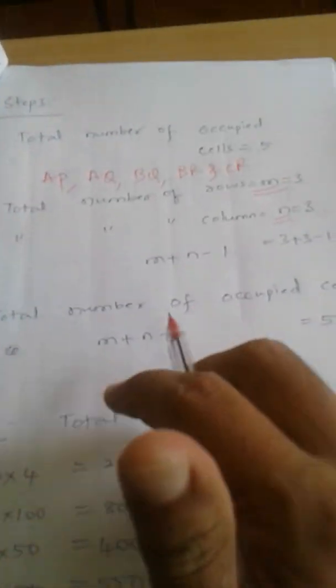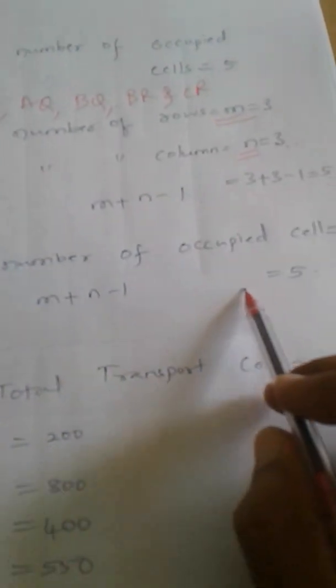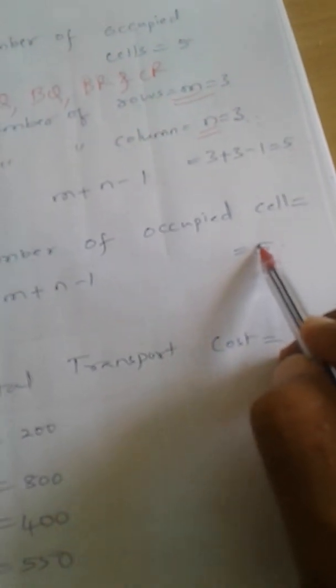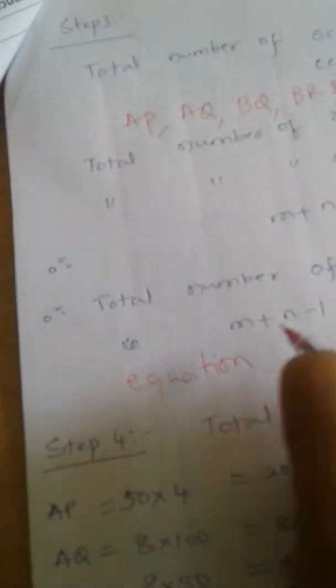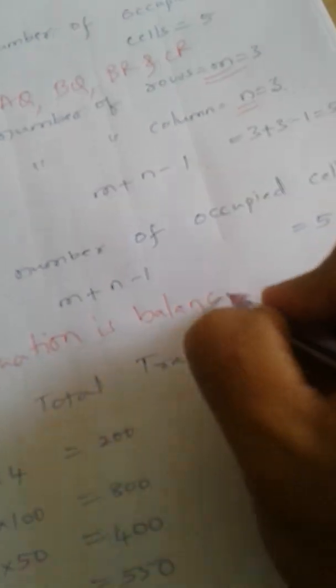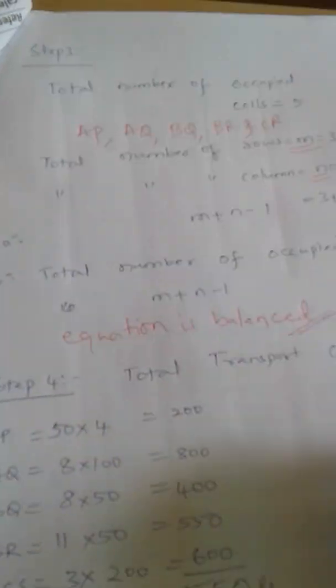So if you have to see, we have to always check whether this equation is balanced or not. That is, total number of occupied cells should be equal to M plus N minus 1. So both of them, if you have to see, are equal to 5. Okay, so this equation is balanced. Okay, so we go ahead. Now we will understand why this is important as we go ahead. Okay, first we will solve this problem.